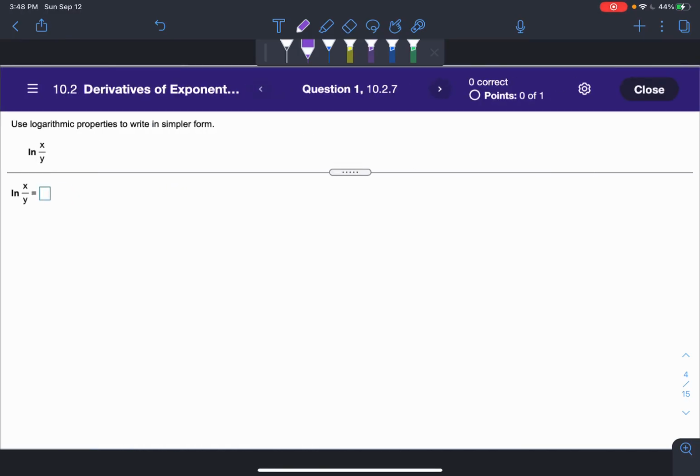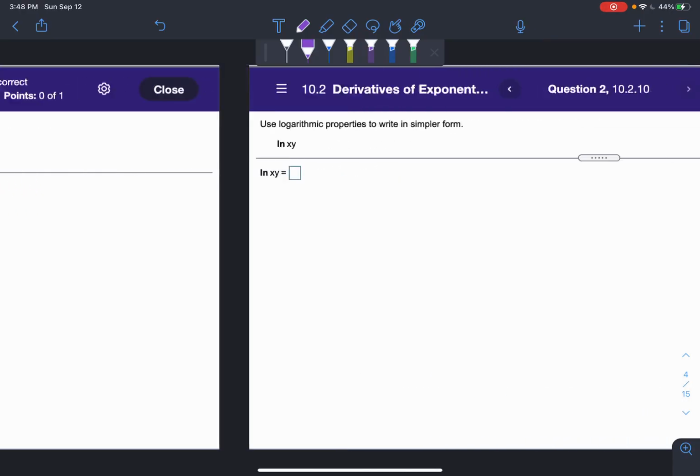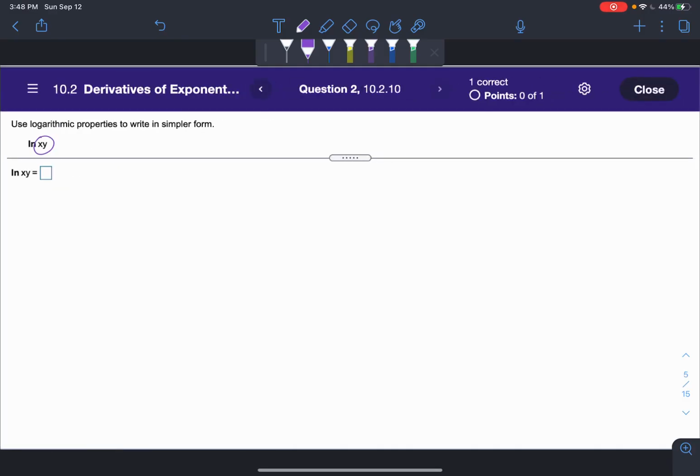All right, now let's talk about some properties of logarithmic functions. So whenever we see a quotient, so x divided by y, we can rewrite this as the natural log of x minus the natural log of y. And that's probably the simplest we can go from here. And then in contrast, when we see a product, x times y, we can write this as the natural log of x plus the natural log of y.